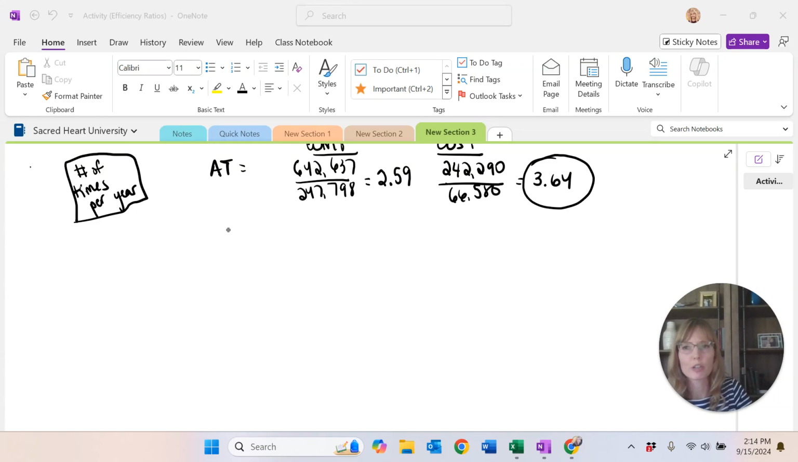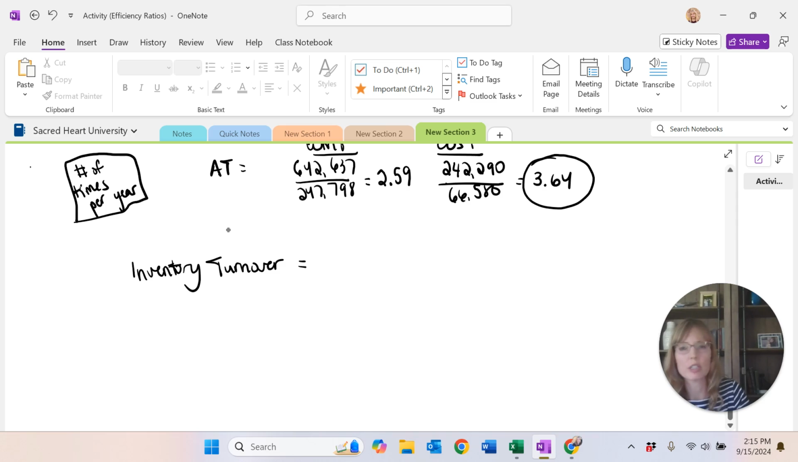Some assets do a better job at generating sales than others. Which asset is most closely related to sales? It's going to be inventory. And so a more specific measure of the efficiency of using assets to generate sales is going to be inventory turnover.